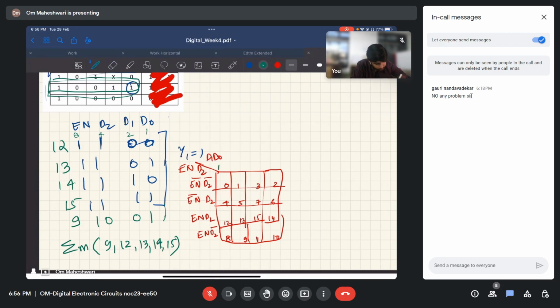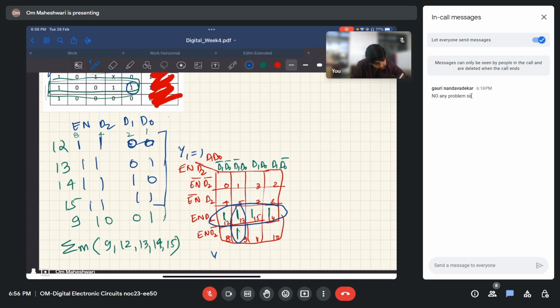choose another color. D1 bar D0 bar, D1 bar D0, D1 D0, D1, D0 bar. Okay, so we have 1 at 9, 12, 13, 14, 15. Okay, so we just make clear this is 1 and this is 1.